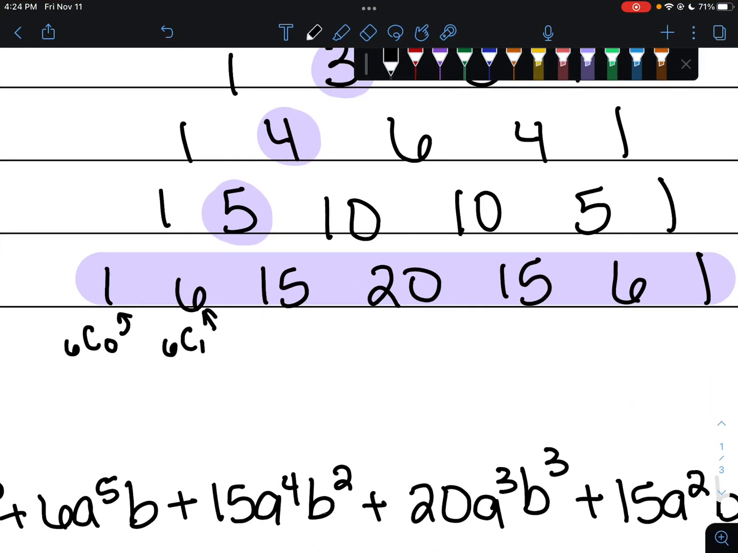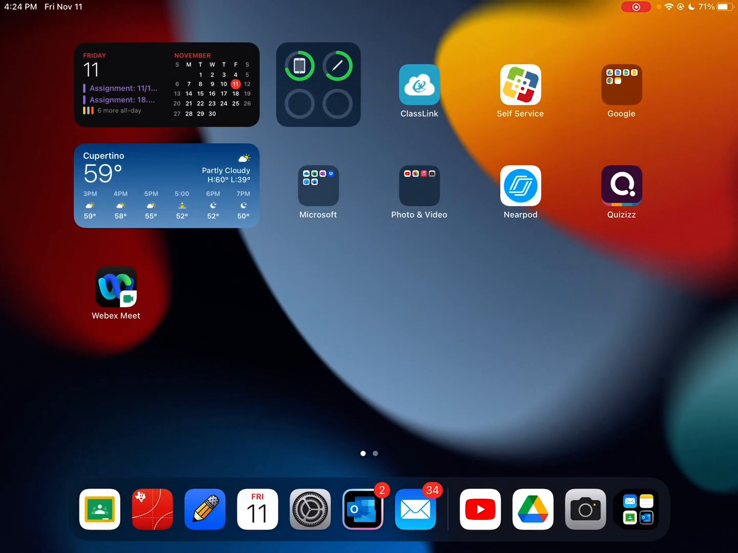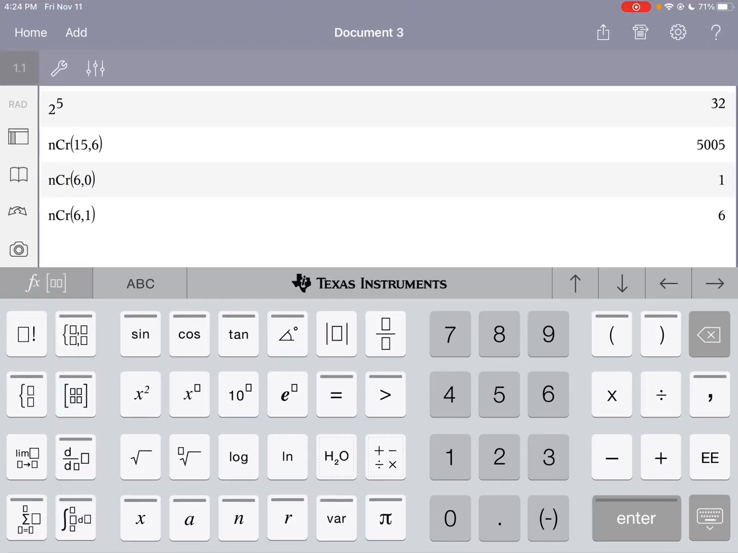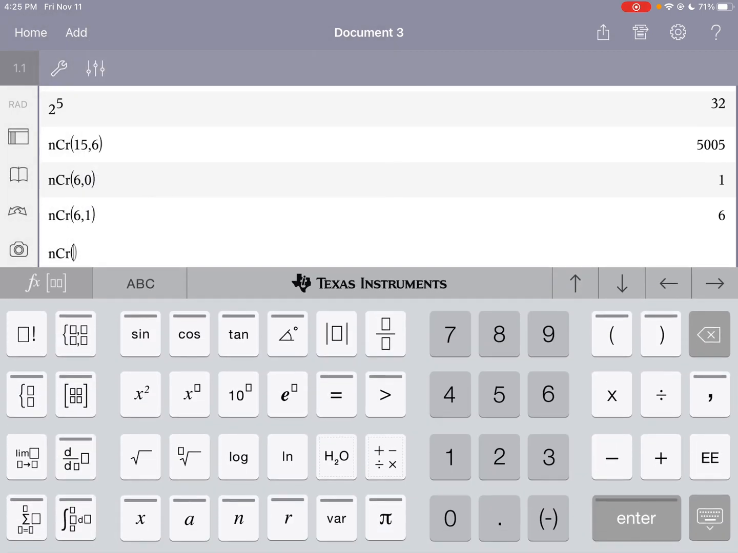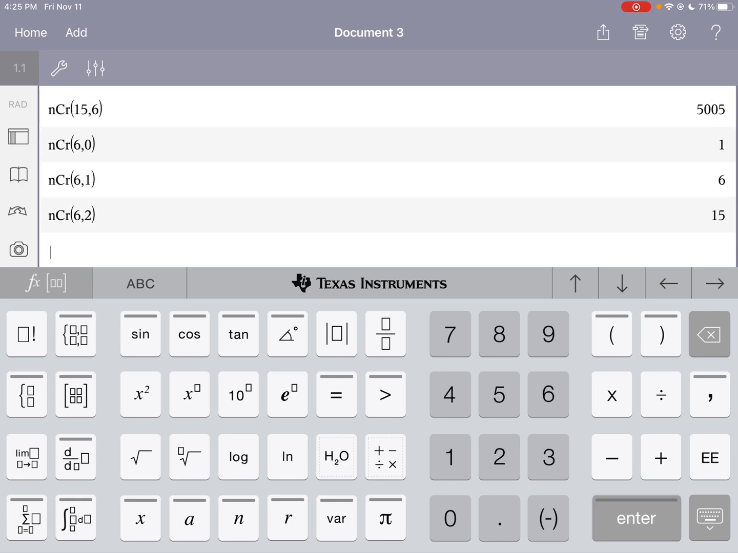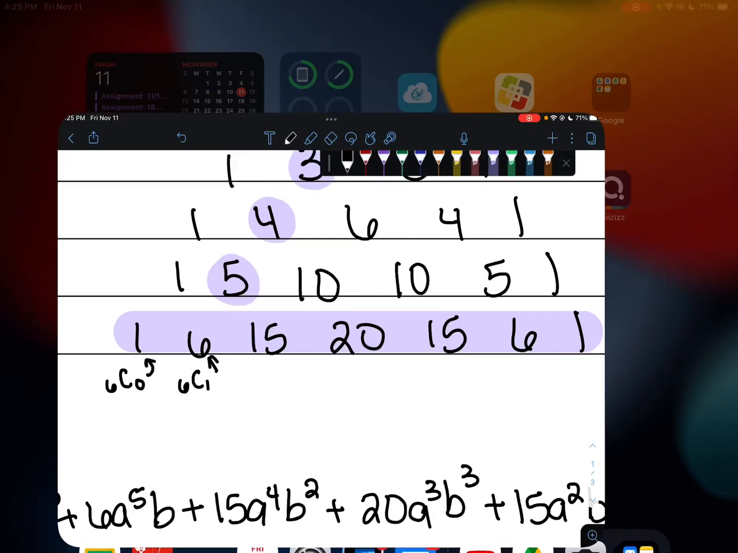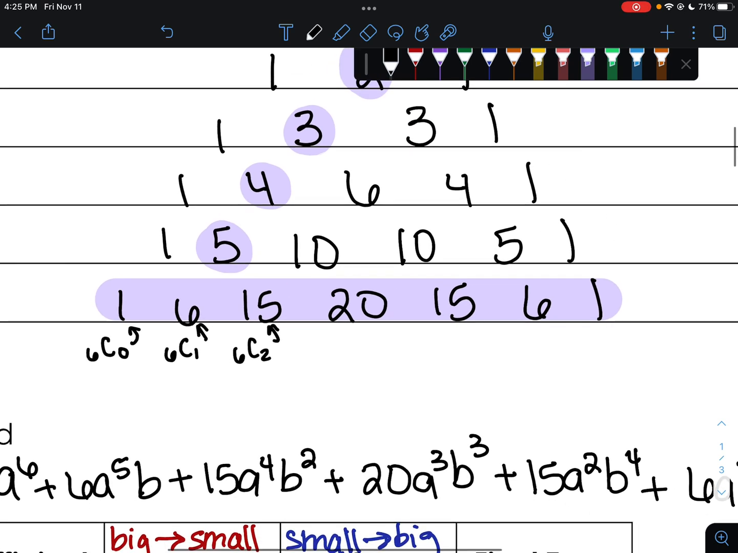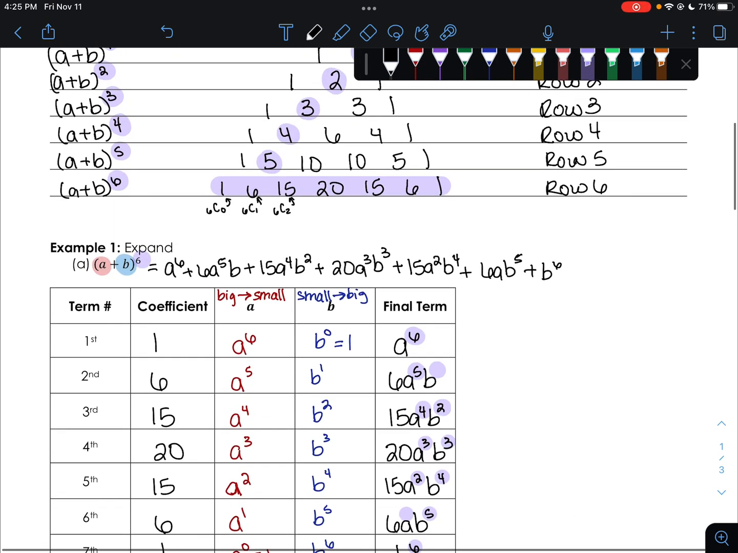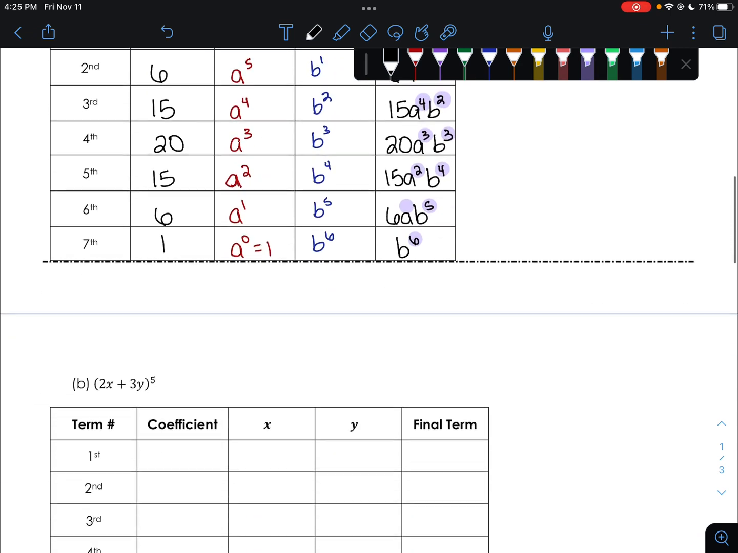So I'll do one more just to show you. So we'll do the next one, which is 6 choose 2. So menu 5, 3, 6 comma 2, press enter, we get 15, and that was the number that we had right here. Okay, so if we keep continuing this pattern, we're going to get the same numbers. So rather than listing them out and actually having to expand Pascal's triangle, if I ask for something to the 15th power, it might be easiest to use the combinations.